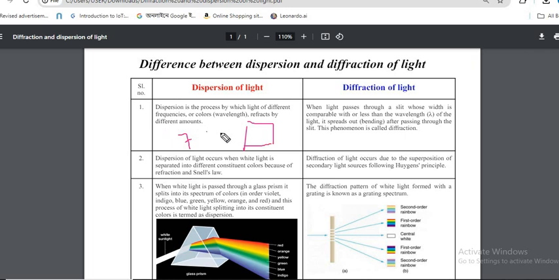As a combination, they were in a white color, right? But when it comes somewhere here, the different color effect will be observed. This is the case of dispersion.